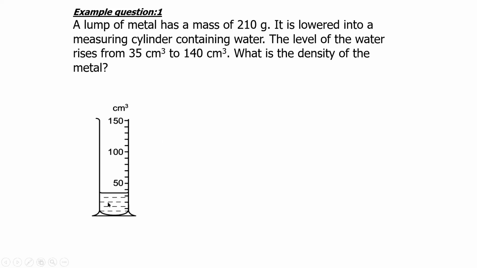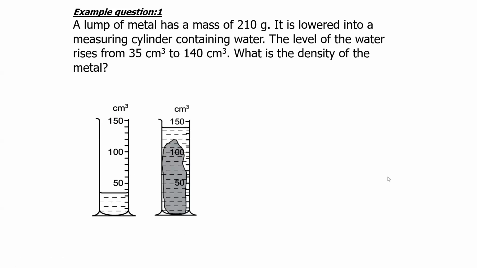So originally it is 35, then it is 140. So the difference will give us the volume of the object, which is 105, then mass divided by volume. So we got the density.